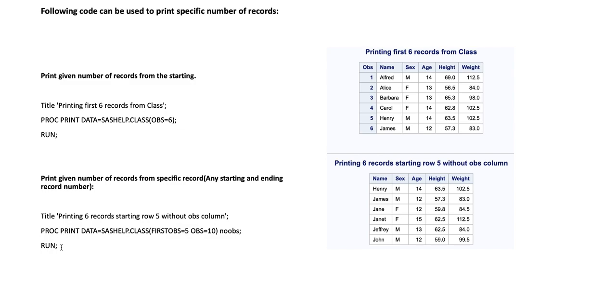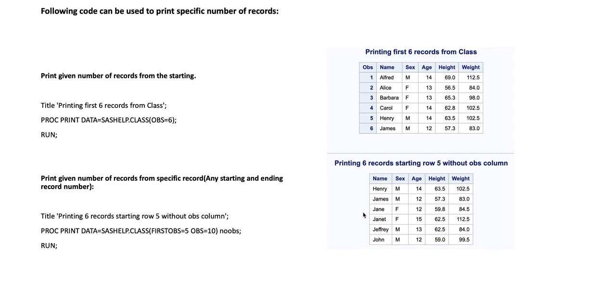When we run this second code, the result is obtained on the right side of the window, in the second table, which clearly indicates that the print starts from the 5th row and stops at the 10th row, and there is no observation column here.